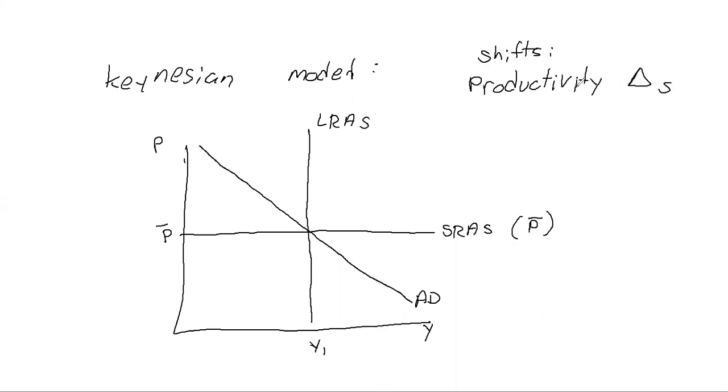So productivity changes. The entire productivity of the workforce can increase or decrease in the economy, and this will shift long-run aggregate supply. Because remember when we were talking about productivity before? As productivity increases, we'll be able to produce more at every price and at any number of people working.